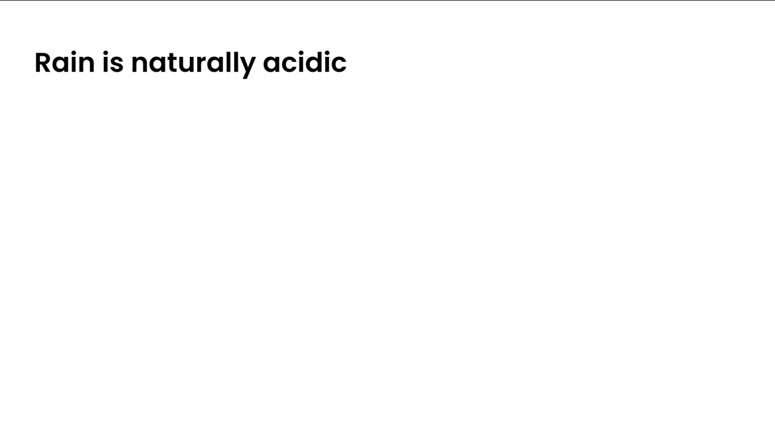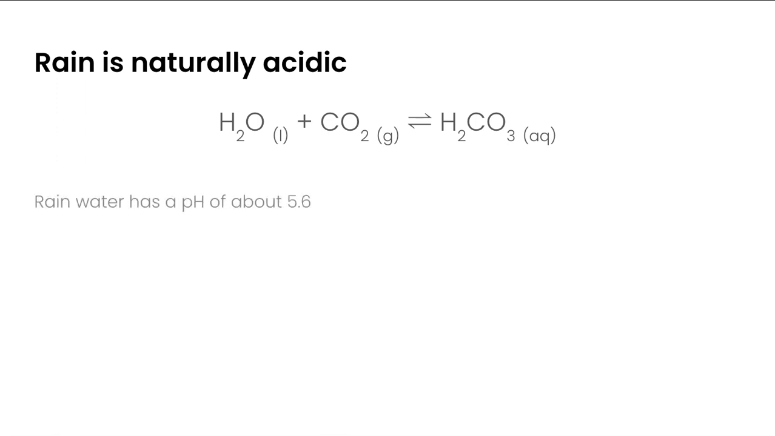But rain by itself is actually naturally acidic. What I mean by that is that rain, or the water, will react with carbon dioxide in the atmosphere and form carbonic acid, which is a weak acid that partially dissociates. Because of this reaction, which is a naturally occurring event, rainwater has a pH of about 5.6. So this is very natural.